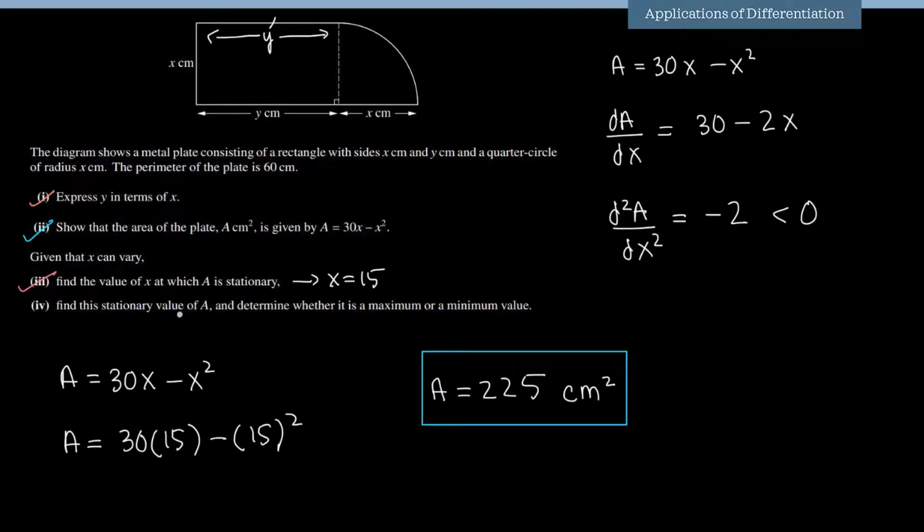So the answer to the fourth part is that the stationary value of A is 225 centimeter square and it is a maximum value. This is the answer to the fourth part of the question.